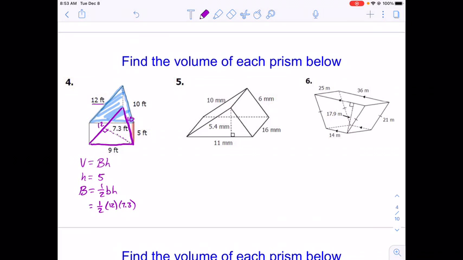So this will be a calculation all on its own. This will be 6 times 7.3. And when we multiply that together, we're going to get 43.8. So the area of the base is 43.8. Now to find our volume, we're just going to go back and plug in 43.8 times 5, the height of the prism, and our volume is going to become 219. This will be cubic feet.